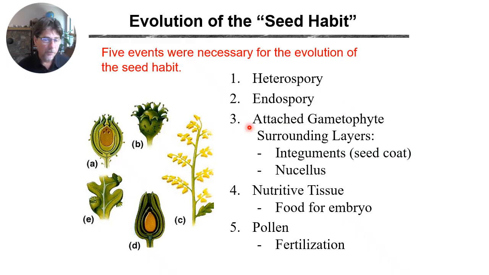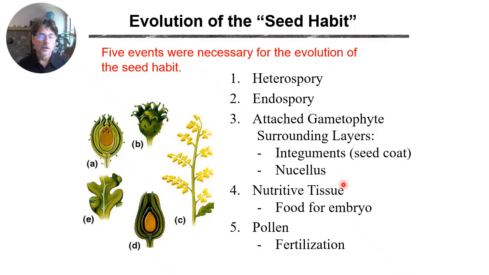Number two, you had to have something called endospory, where the gametophyte develops within the spore case. Number three, on the female side, you had to have an attached gametophyte. So the gametophyte remains attached to the parent plant. It does not have a free-living stage like you see in ferns or bryophytes. And that gametophyte has some additional layers of cells around it that are derived from the sporophyte. These are the seed coat, which are known as integuments, and the nucellus, which is essentially the wall of the sporangium.